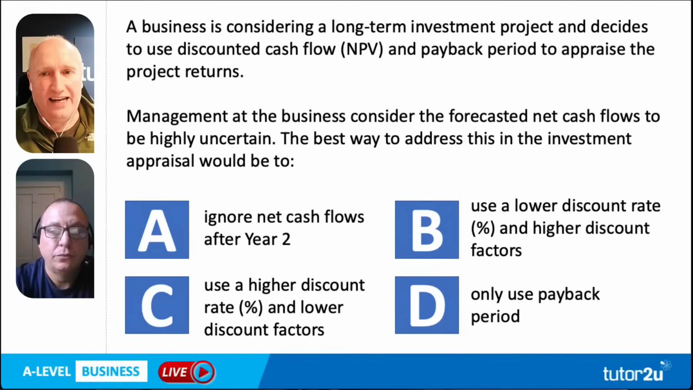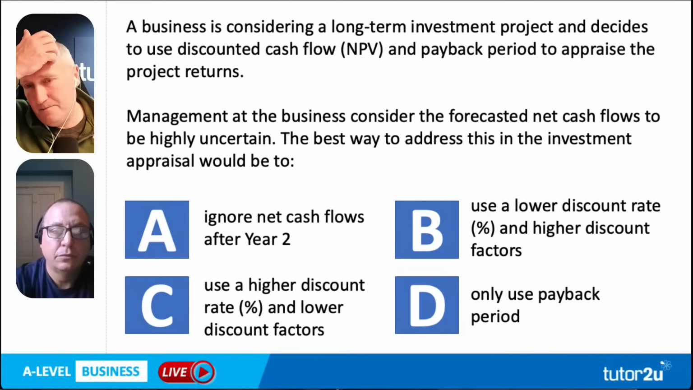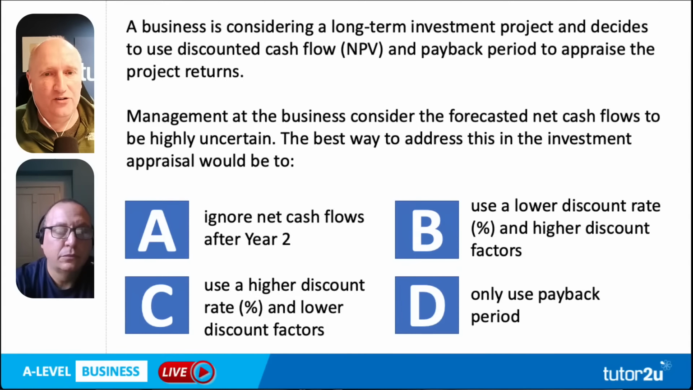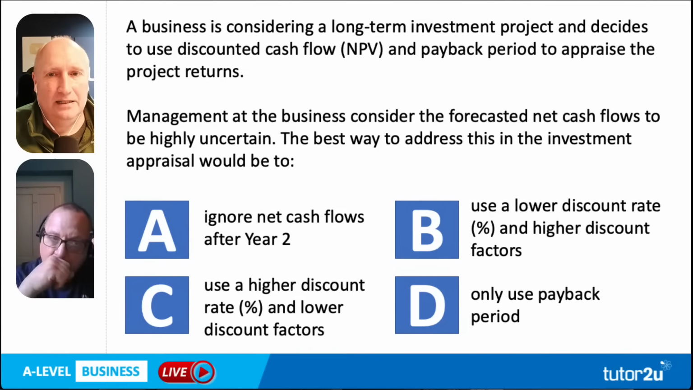So is it A, do you ignore the net cash flows after year 2? Do you use a lower discount rate and higher discount factors? Do you use a higher discount rate and lower discount factors? Or do you ignore NPV and only use payback? What do you think? Quite a nice sort of little qualitative question here, isn't it? It draws on actually something Graham's just been saying about the relative benefits of net present value. What do we think? Most people going for B, I would say, 1 or 2 A's, 1 or 2 C's. Let's have a look at the answer.